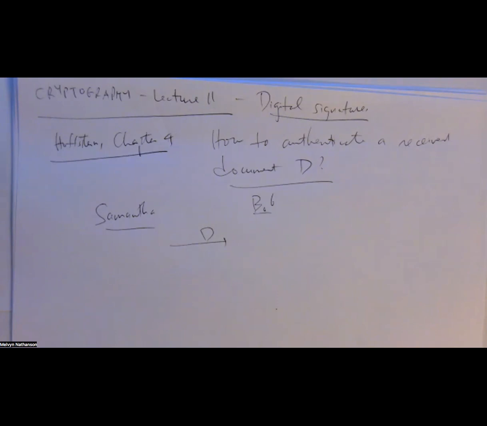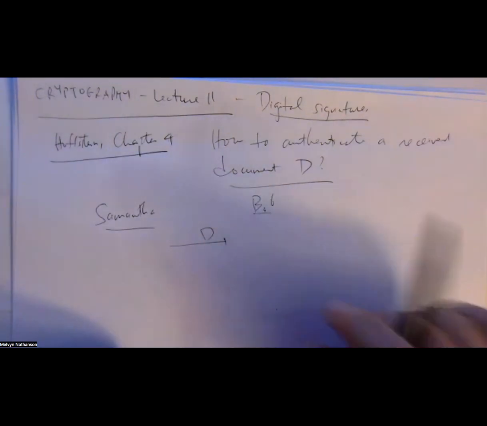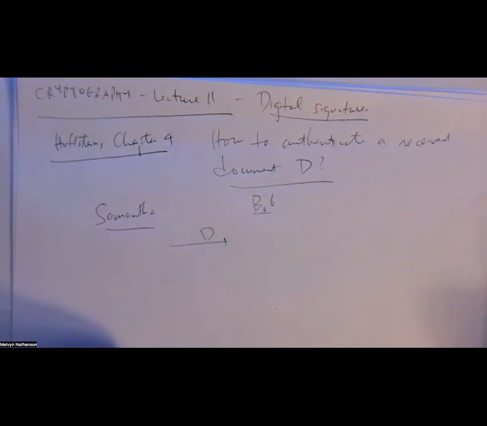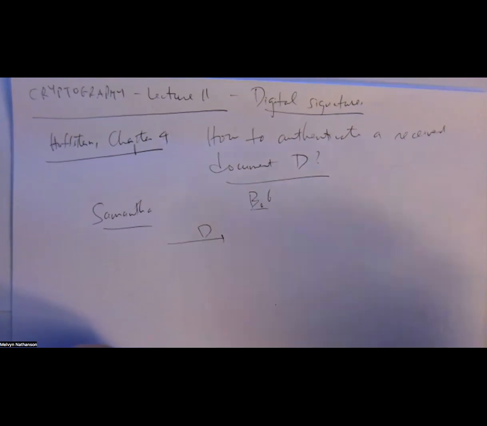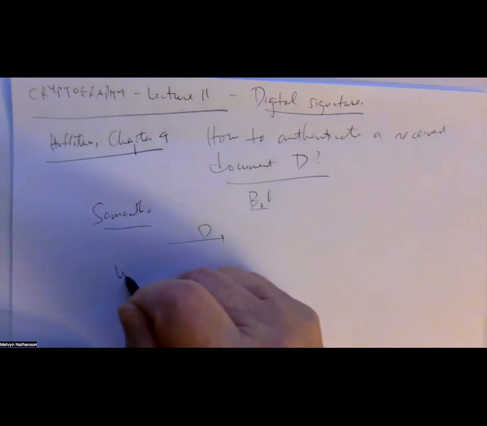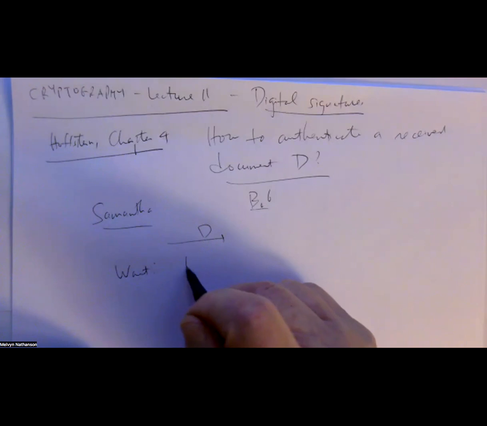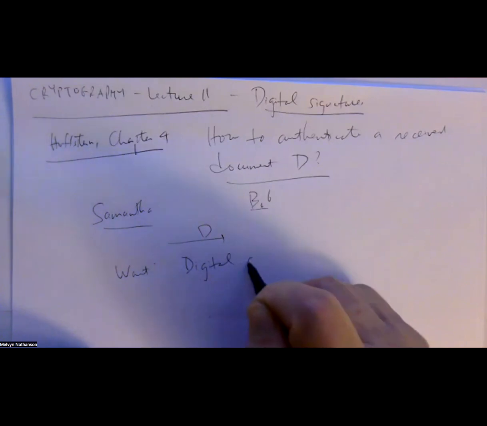So what we need is some sort of system where there is a public key, and anyone who gets a document can use the public key to determine whether it really has been signed, whether it was really sent by the person who claims to have sent it. Okay. So we want a signature procedure, right? So that's the idea. What we want is a digital signature scheme.